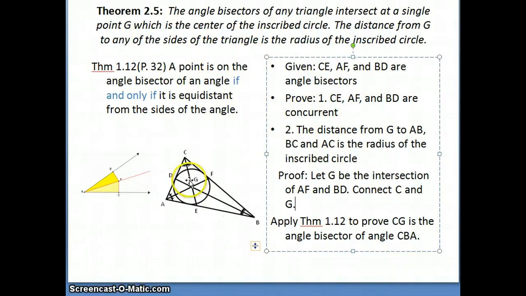Now how do we prove part 2? Clearly from the proof of part 1, we can see that G, the intersection point of these three angle bisectors, is equidistant to all three sides. Then, when we say equidistant, what's the distance from a point to a side? It's the perpendicular line. So if it's perpendicular, that means this G must be the center of the inscribed circle, and that means the distance from G to each side is the radius.